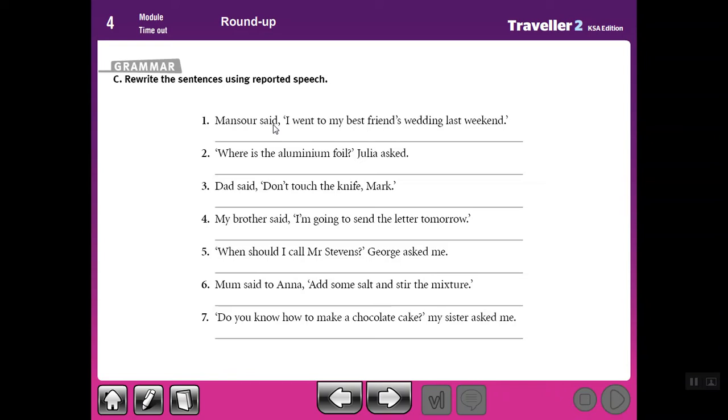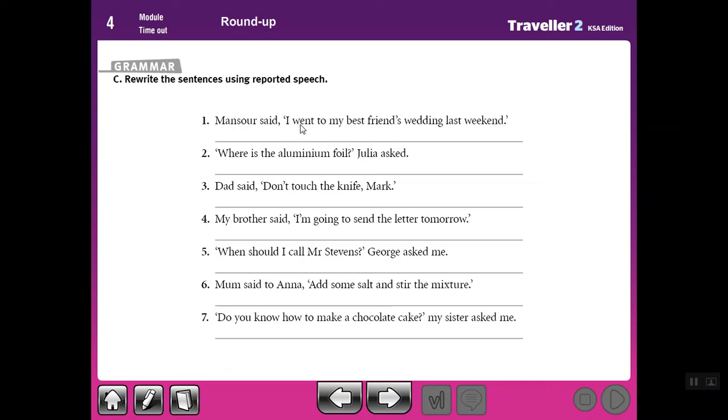Number 1. Mansour said, I went to my best friend's wedding last weekend. This is a statement, not a question, not a command, not a request, okay? Here I have said, and no object here, okay? So when I exchange it, I say Mansour said that. Mansour is talking about himself, so I exchange the pronoun into he. Mansour said that he went.